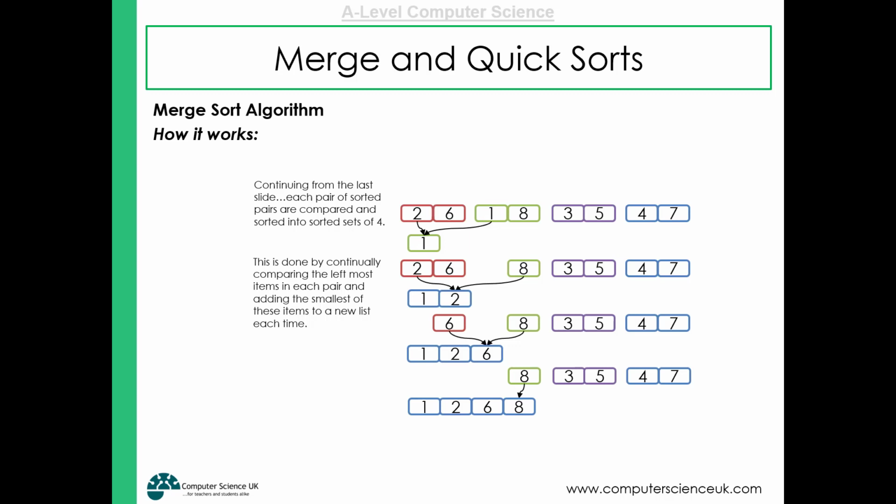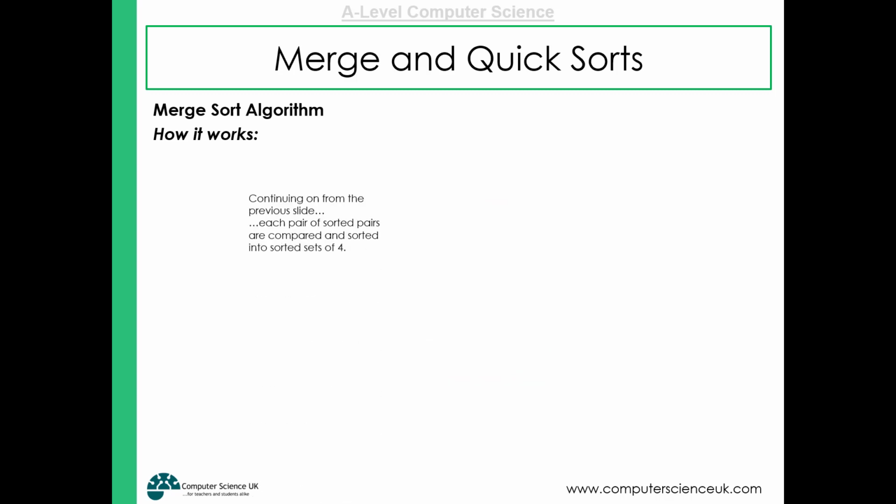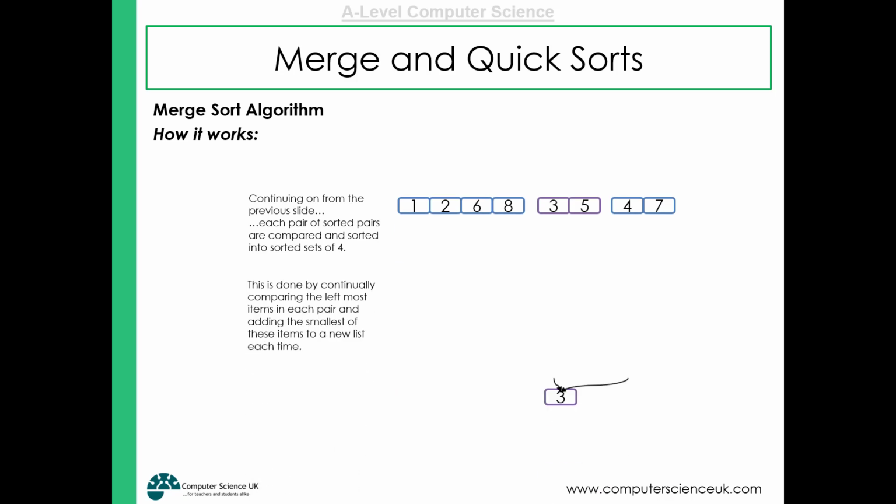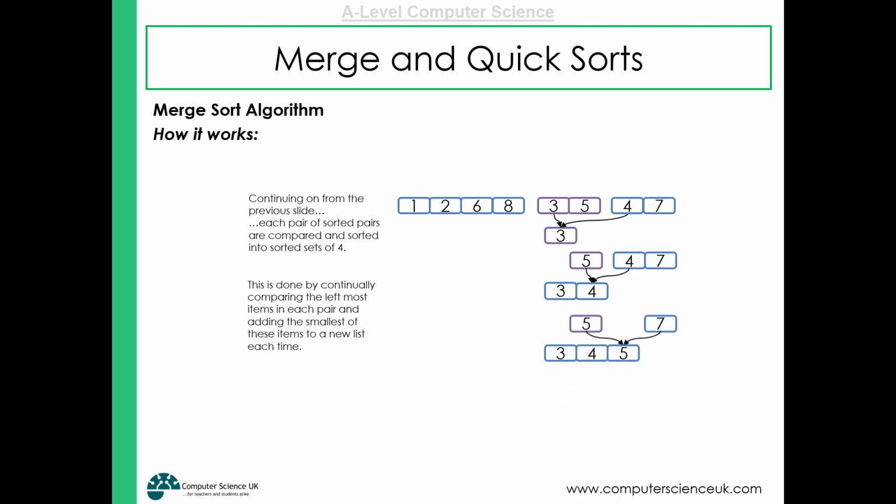That will then repeat for the next pair of pairs. You can see here that the 3 and the 4 are compared, the 3 is smaller, so that comes down. The 5 and the 4 are compared, the 4 comes down. The 5 and the 7 are compared, the 5 comes down, and the 7 then comes down. So we've now got our new array, which has been formed by the pairs of pairs, but you can see that they're now in order.